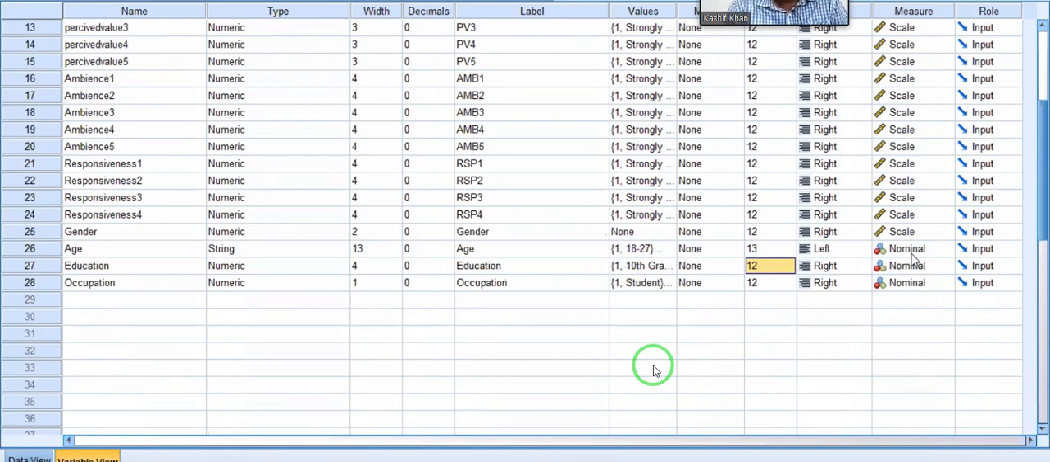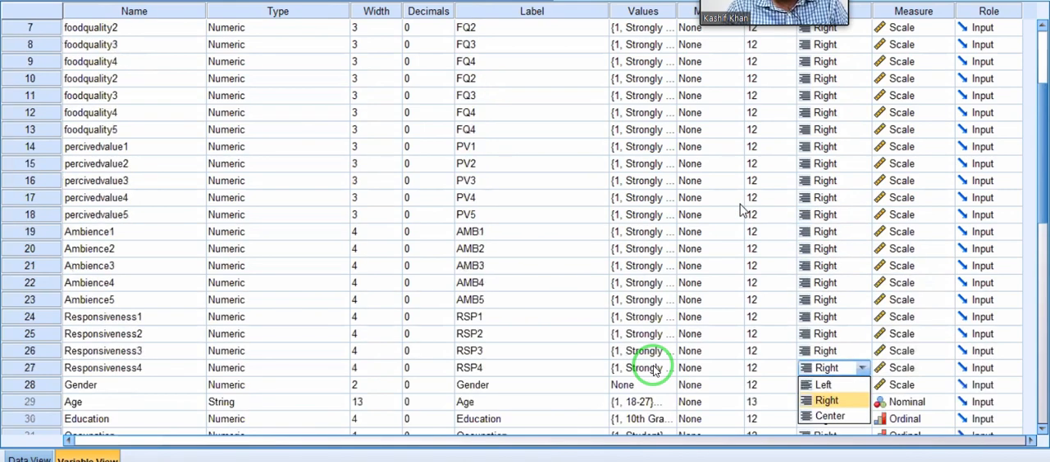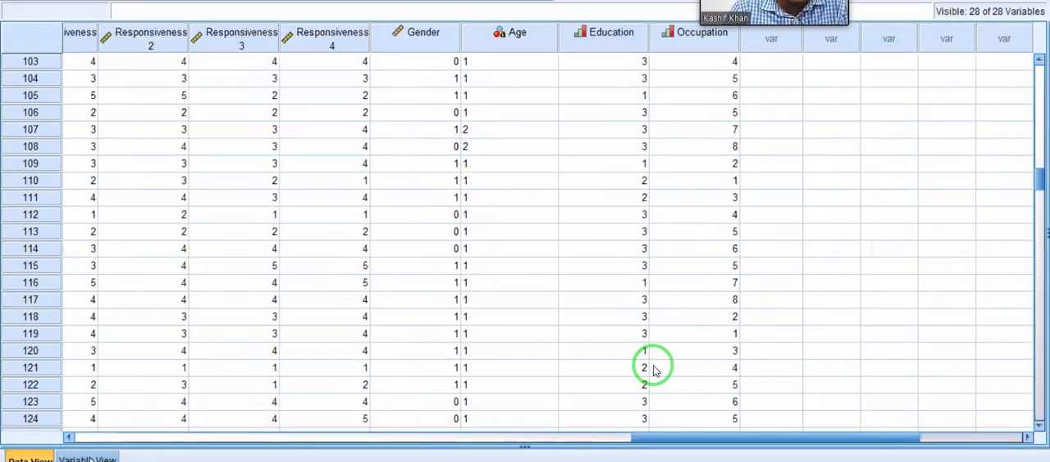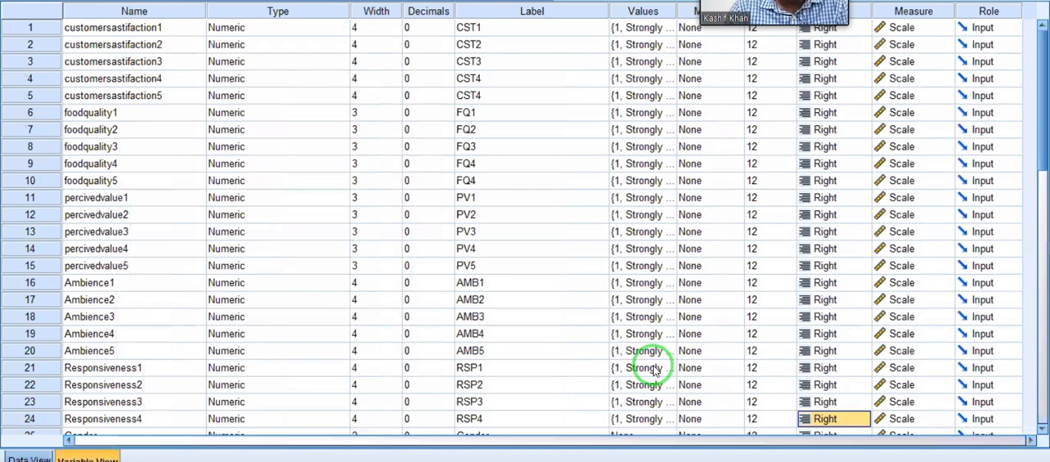Now we are faced with age. We need to tell what type of data this is, and we are telling it's nominal. Nominal means categorical data. Age is fine. However, education has moved into levels, which means it is ordinal, right? So we'll call it ordinal. Okay, if we are done with this part, we are ready to run our analysis.